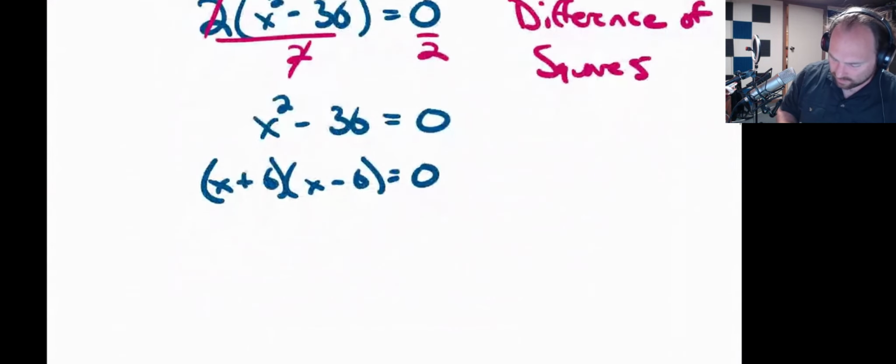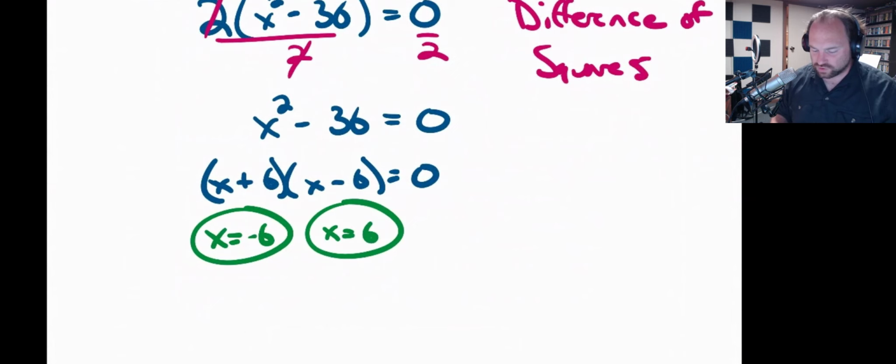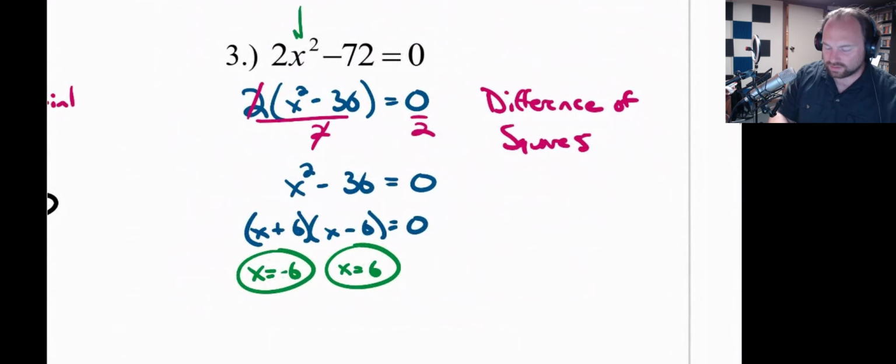We'll see. Anyway, here that means the answer is x equals negative 6 and x equals positive 6. So there you go. Of course, you can check those answers really quick by plugging them into the top equation and confirming they both do work. Both those numbers squared is 36, and 2 times 36 is 72.